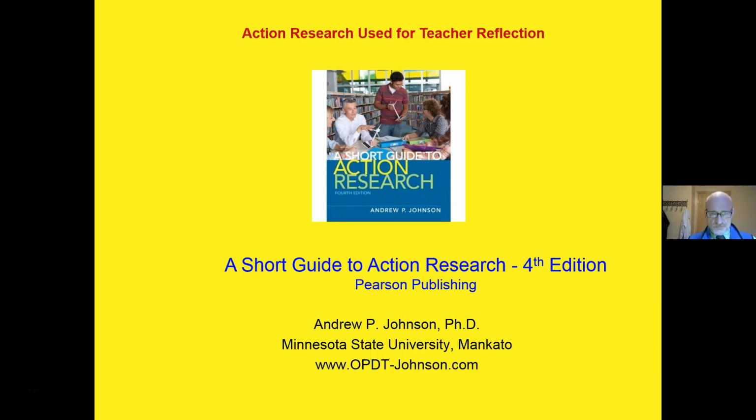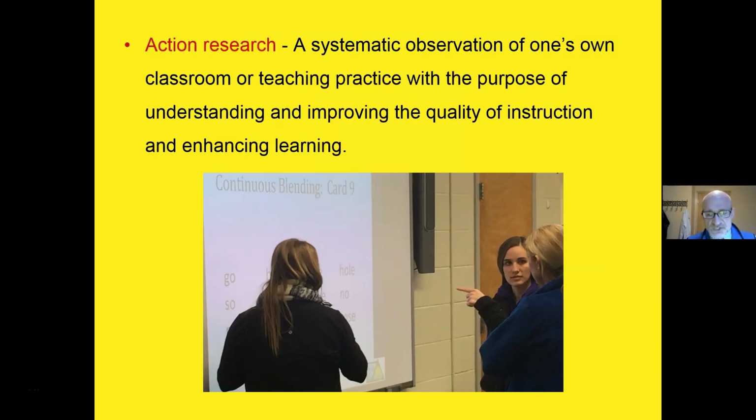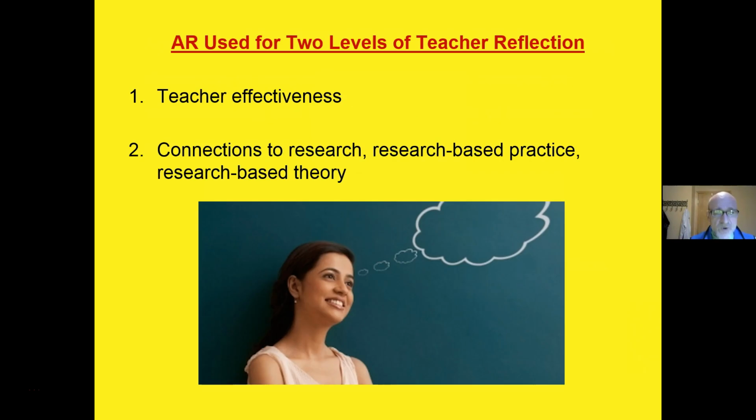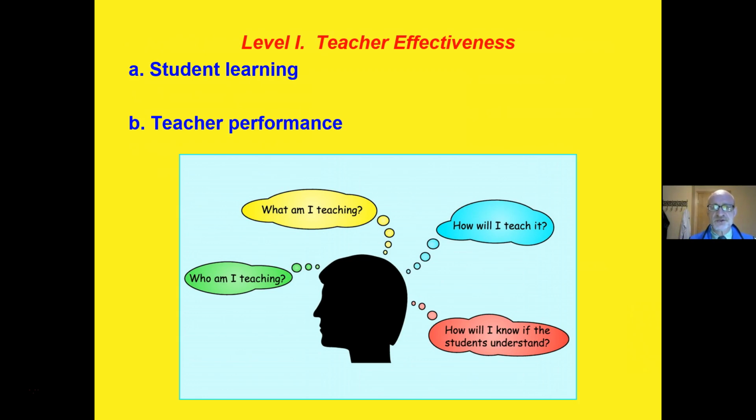Using action research for teacher reflection. Remember, action research is the systematic observation of one's own teaching practice. Action research is used for two levels of teacher reflection. First, to reflect on your effectiveness as a teacher, and second, to reflect on the connections of your classroom practice to research-based practice, or research-based theory. Two levels of teacher effectiveness.